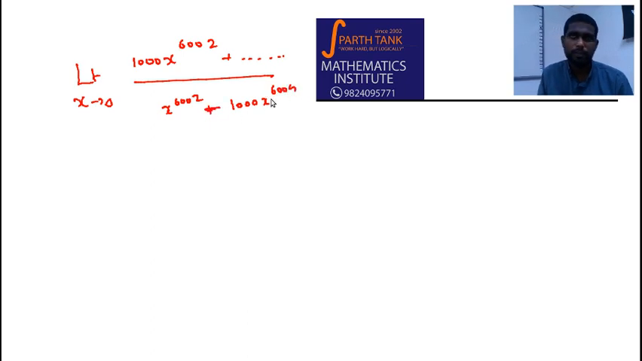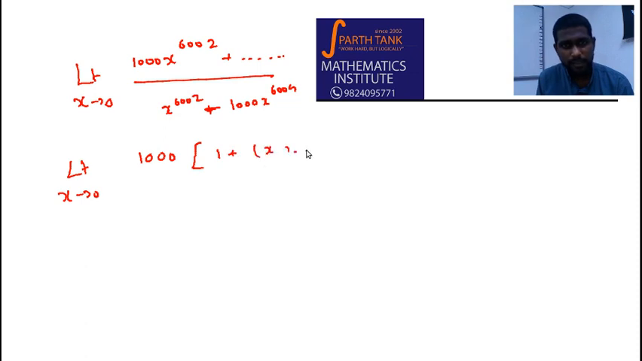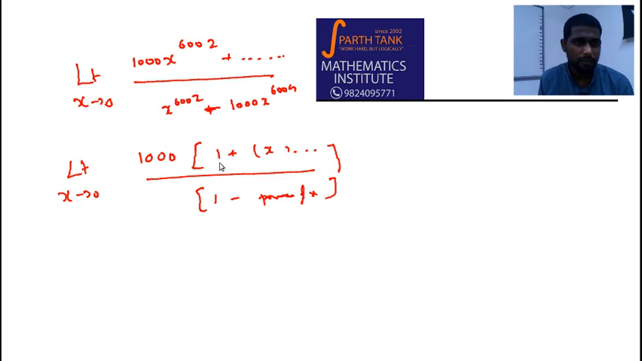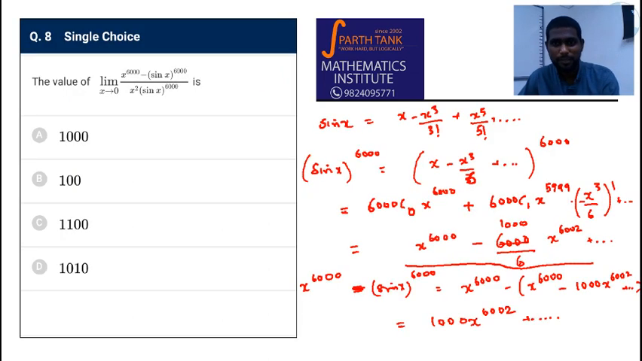So you see higher powers of x. Here also we have higher powers of x. So if I take x to the power 6002 outside and cancel, here I'll get 1 plus powers of x. The same way in the denominator I'll get 1 minus powers of x. Apply the limit now. I have 1 by 1 and only 1000. Quite simple if you use the series expansion.